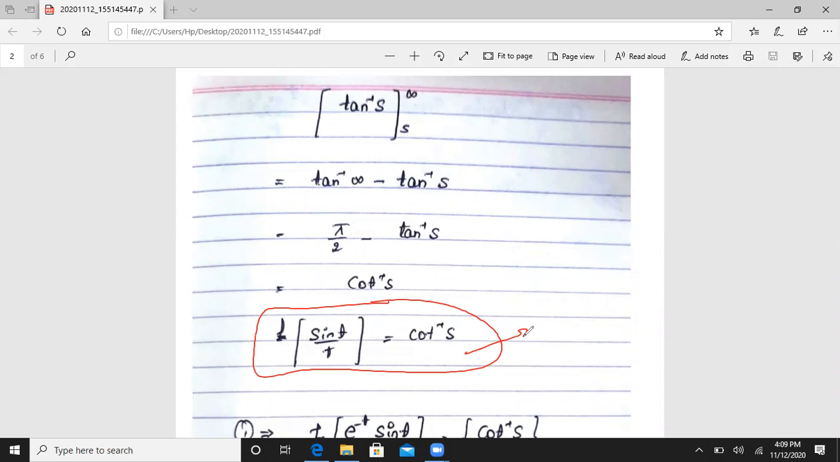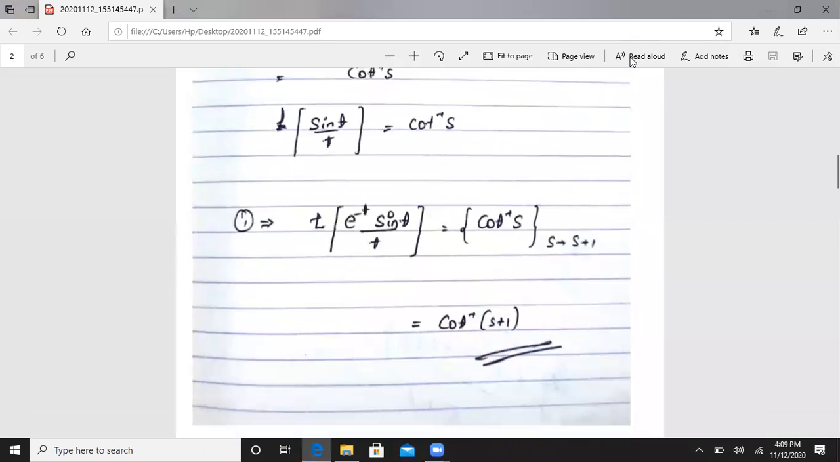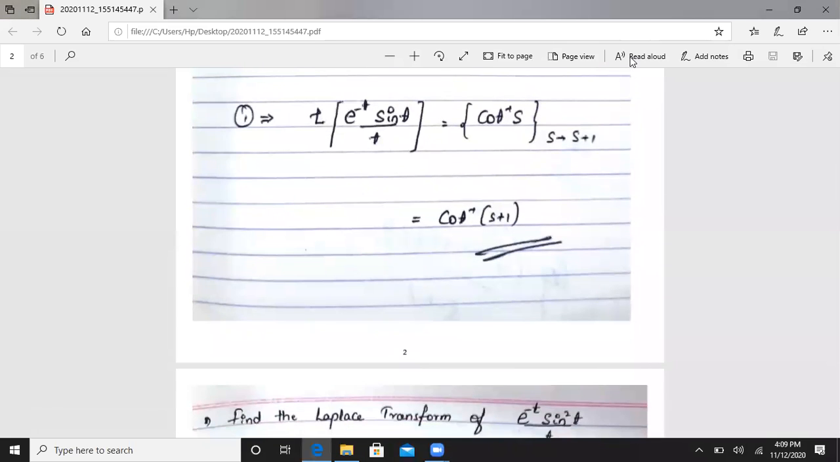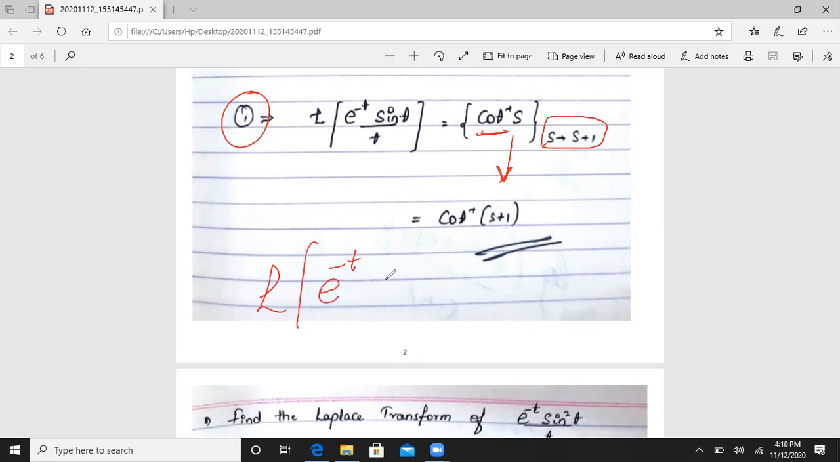And we have one more function in our equation, that is e to the power minus t into sin t by t. We take from equation 1 that the Laplace transformation of e to the power minus t into sin t by t is equal to cot inverse of s, where s tends to s plus 1. We substitute s here, that is cot inverse of s plus 1. And our final answer is the Laplace transformation of e to the power minus t sin t divided by t is equal to cot inverse of s plus 1.